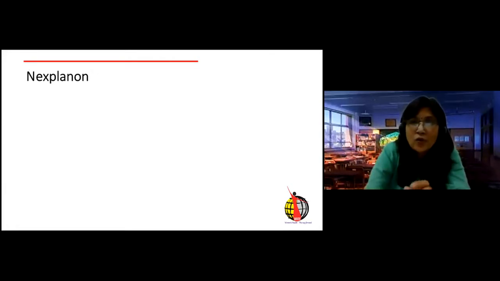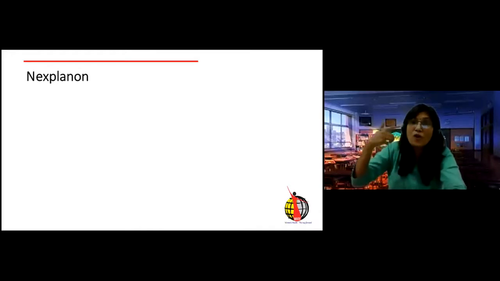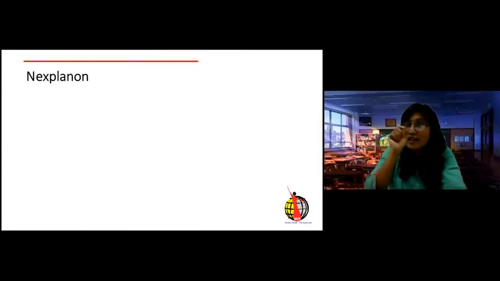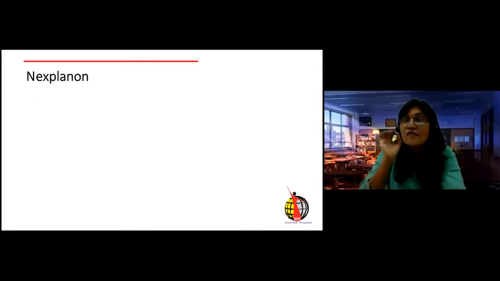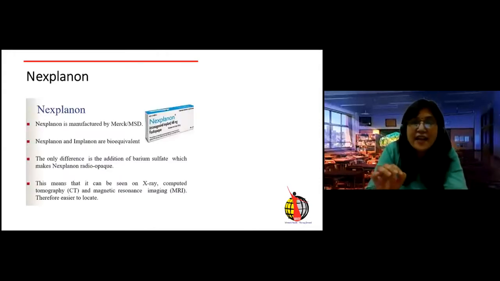Okay, so if you want to reproduce what you learn, you need to always fix your mind and focus on the differences between the two. Now if you look into Implanon and Nexplanon, there is only one difference, and this difference is addition of barium sulfate to make Nexplanon radio opaque. So radio opacity is the highlight of Nexplanon. That means it is visible on X-ray, CT, MRI, and that is the difference. Otherwise, it is very well comparable to Implanon. That's how you remember.